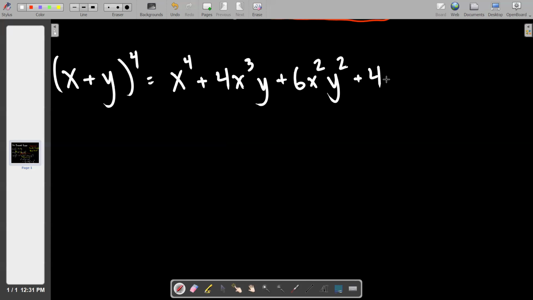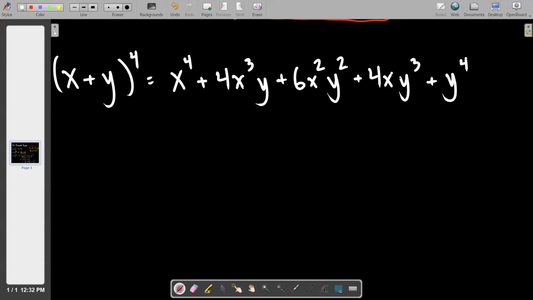How many x's? 1. Y's? Last term? Good. And that was about 30 times quicker than if we had done that by hand, right? And you can imagine it gets more and more time saving as we expand up into powers of 5, 6, 7, 8, God forbid, like 10. But with Pascal's triangle, it's pretty easy.